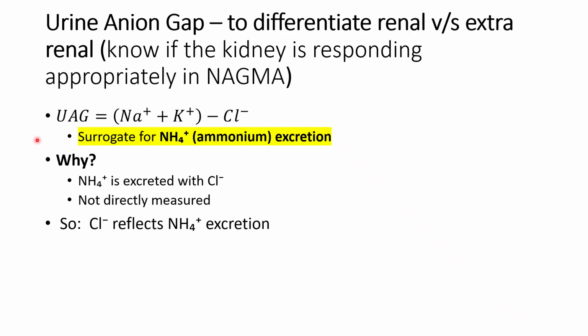Why? Because what is this anion gap representing? This anion gap is representing the NH4 plus, which we are not able to calculate, which is the reason why there is a gap. Because this NH4 plus is being excreted with chloride. However, we cannot directly measure it. So this chloride is a surrogate marker of the NH4 plus excretion.